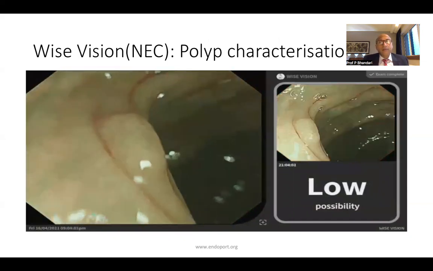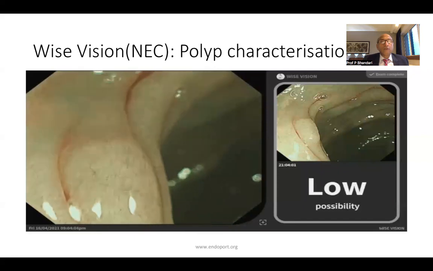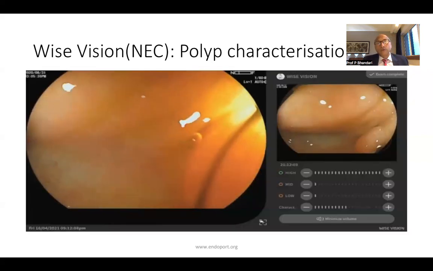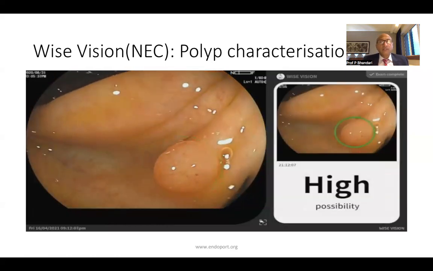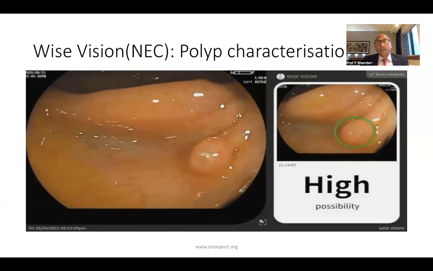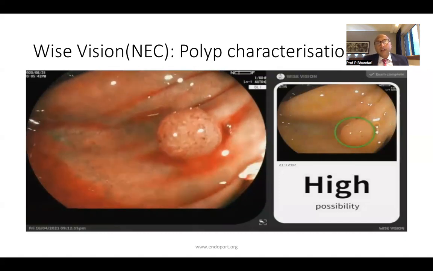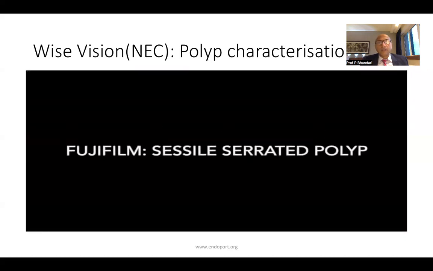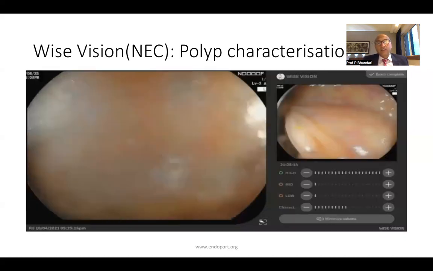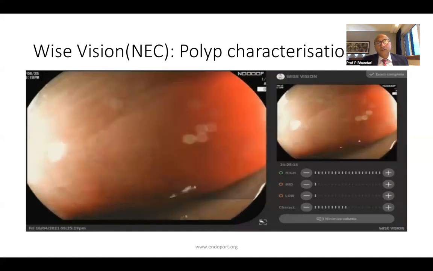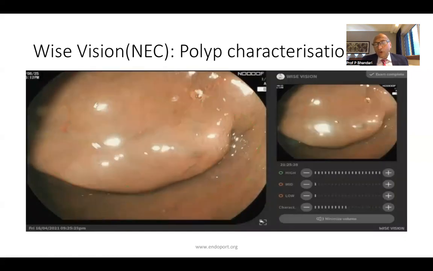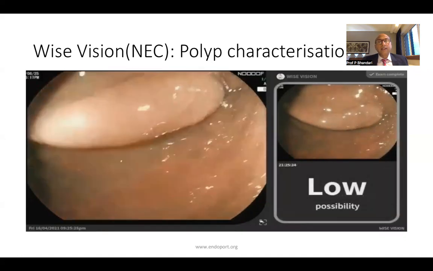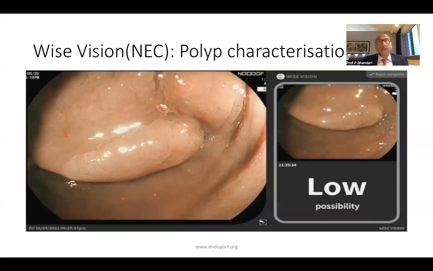Same on NBI. Still, it says low possibility, so it is still a hyperplastic polyp. It also works on Fuji and Pentax, and same thing, high, which is an adenoma. And if it is a hyperplastic polyp, it will tell you that it is a low possibility. It also detects sessile serrated polyps like this, you can see. So I think this is a great advancement with AI that we're going to see in the future with all these AI platforms.